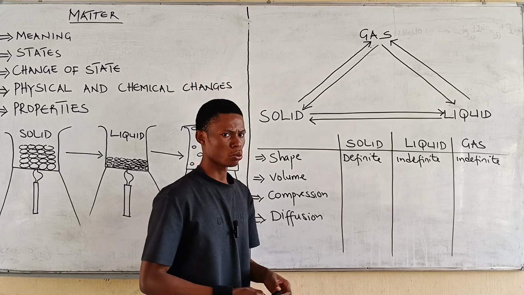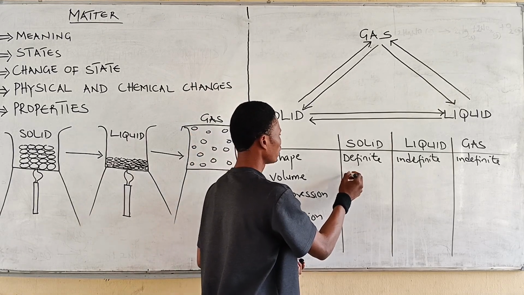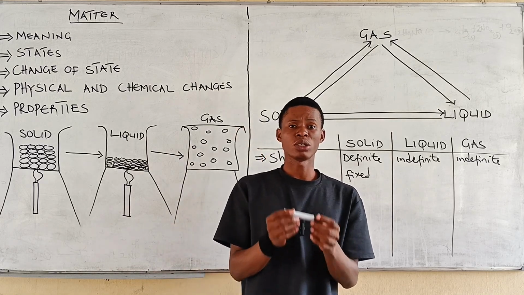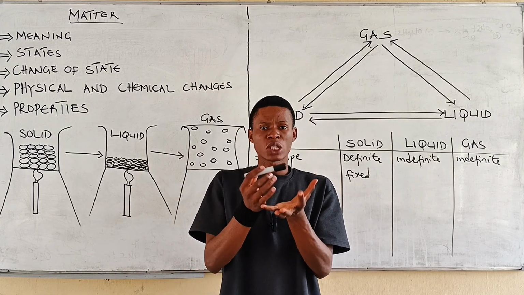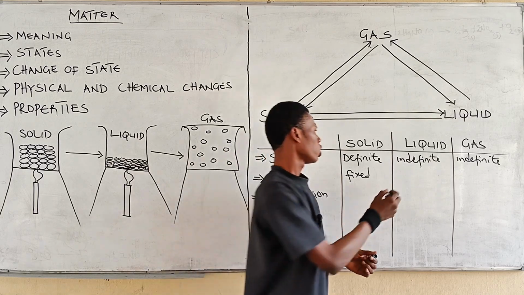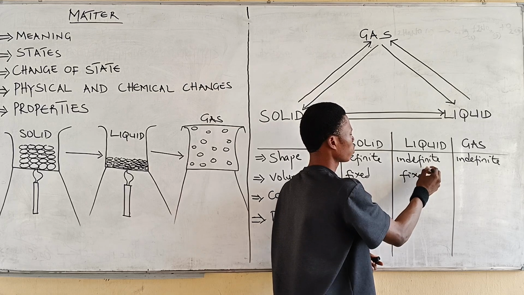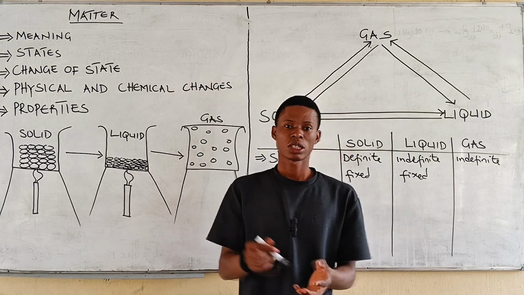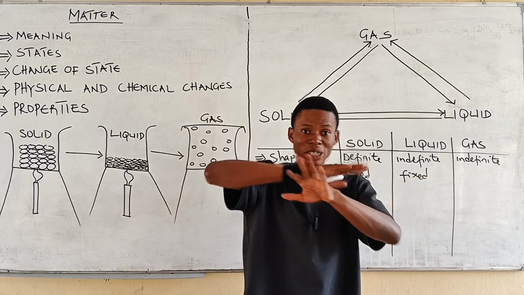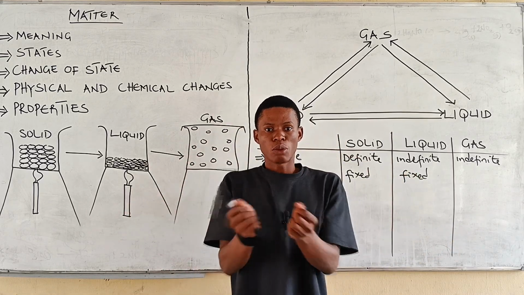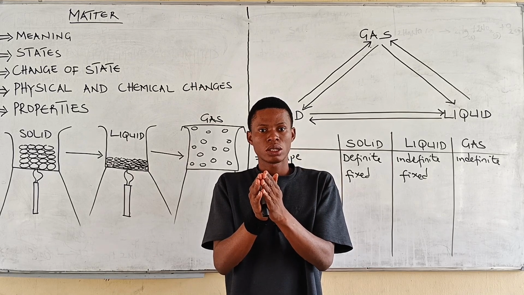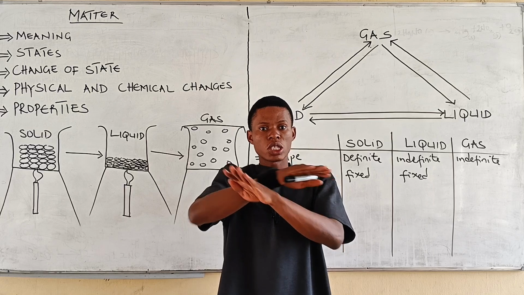Now coming to volume, a solid has a fixed, or definite, volume, meaning the solid remains as it is. It does not change. What of that of a liquid? The volume of a liquid is also fixed, because if I turn 10 liters of water from one container to another container, it will still remain 10 liters. It's fixed. The molecules are held together. There is no space between the molecules, so they are held together. Do you understand? So the volume is fixed.